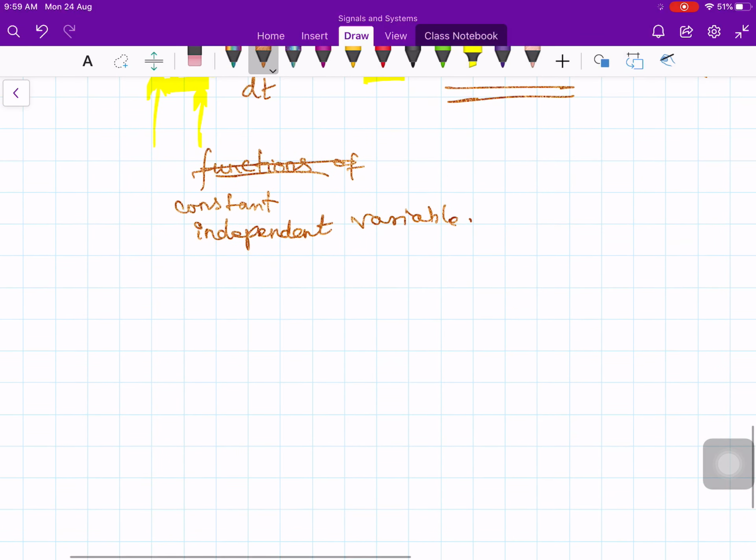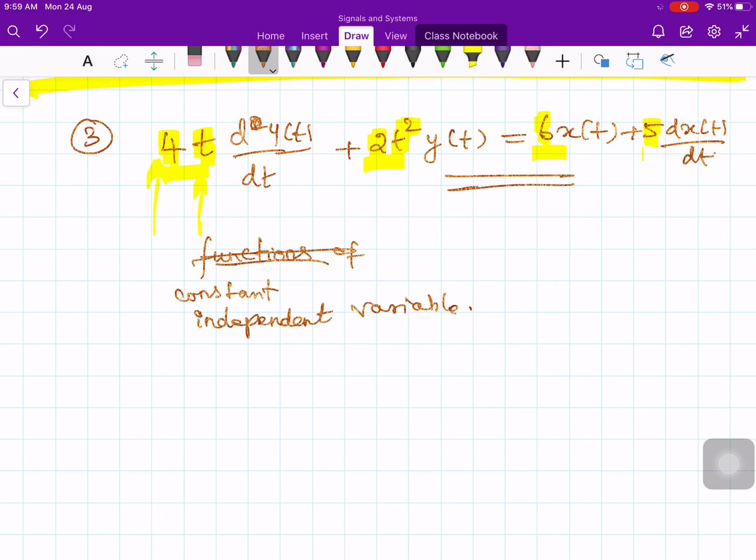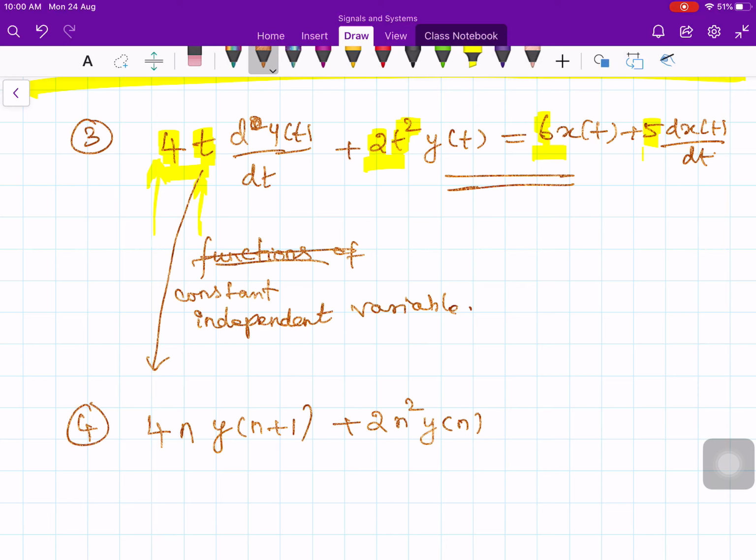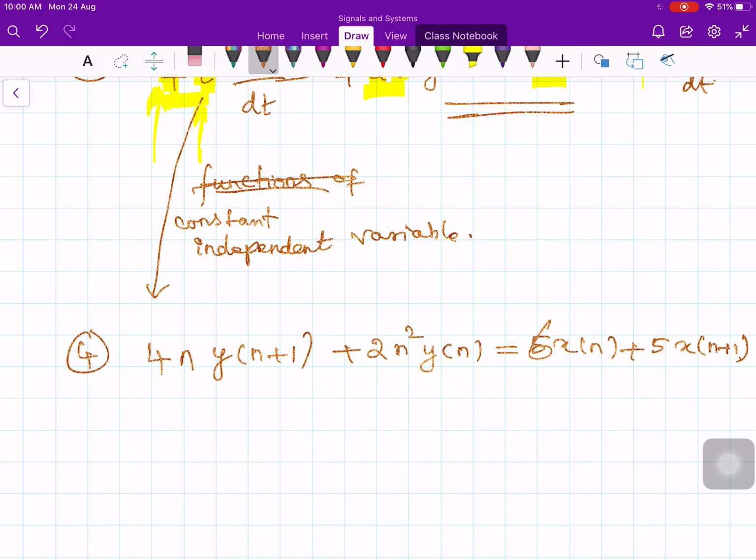Now the same equation you can write down for a discrete time system. It would be something like this: 4 times n times y of n plus 1 plus 2 times n squared times y of n is equal to 5 times x of n plus 6 times x of n plus 1. You see here the coefficients are not constant, but functions of time. These are functions of the independent variable. So either it is constant or functions of time.